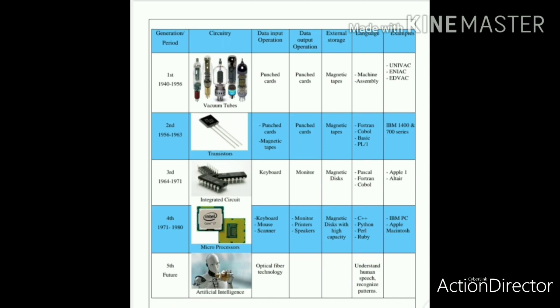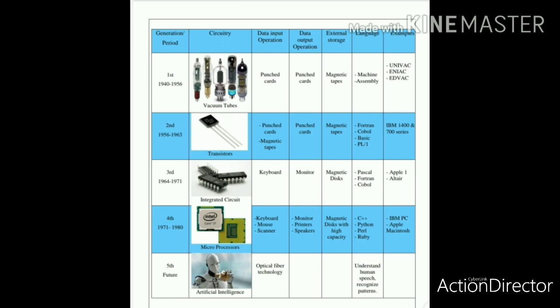And the language was similar to the second generation: Pascal, Fortran and COBOL. Apple I was a third generation computer. So Apple I came in the third generation of computers. And this third generation was the first time when keyboard and monitors were used and Apple was introduced.